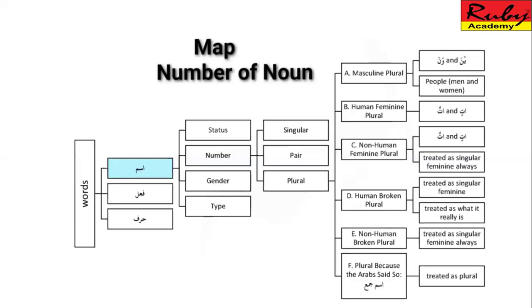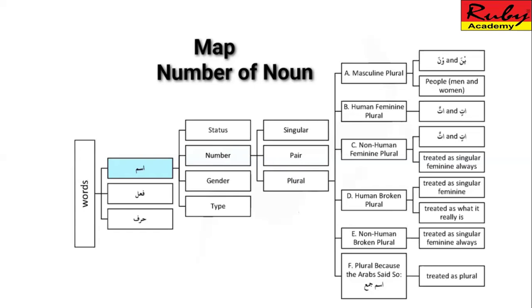Then there are non-human feminine plurals as well, like sayyaratun. They are also ending with atun and atin, but they are treated as singular feminine always. That also we have learned. Suppose I say hazihi sayyaratun. Haza kitabun, but I must say hazihi kutubun.